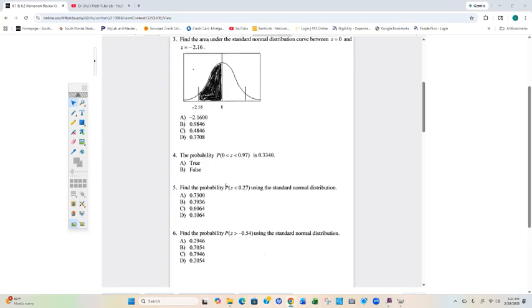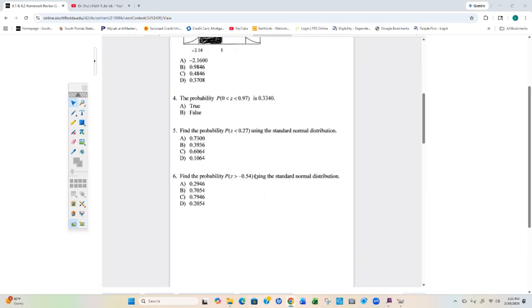All right, the next one, number 4. They're asking the same thing, but they're asking it in a different way. Number 4, the probability of P such that 0 is less than Z is less than 0.97 is 0.3340. That means Z is between 0 and 0.97. Okay, A is true, B is false. Pause the video and think about it.